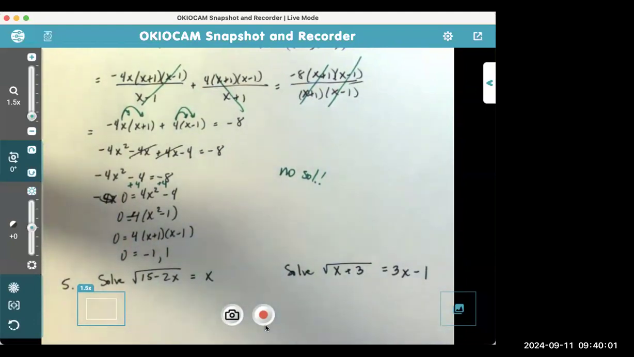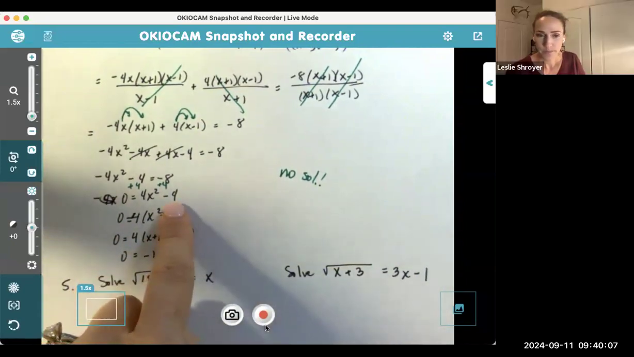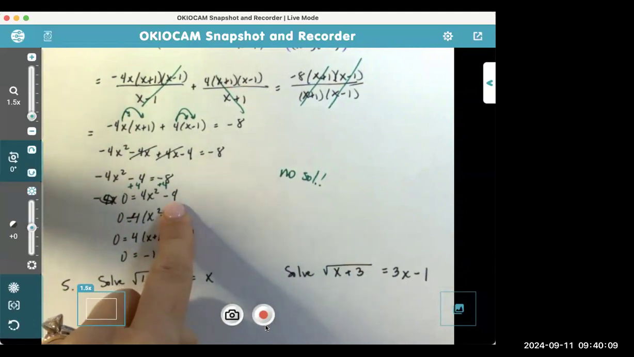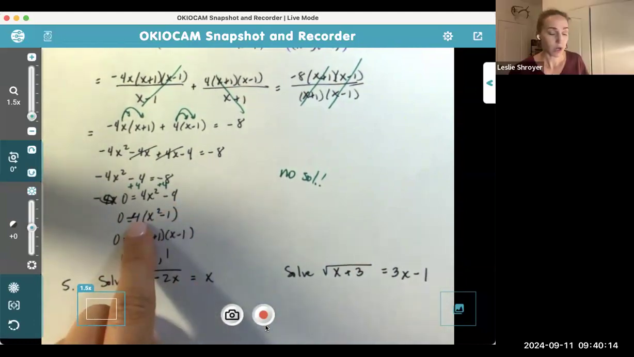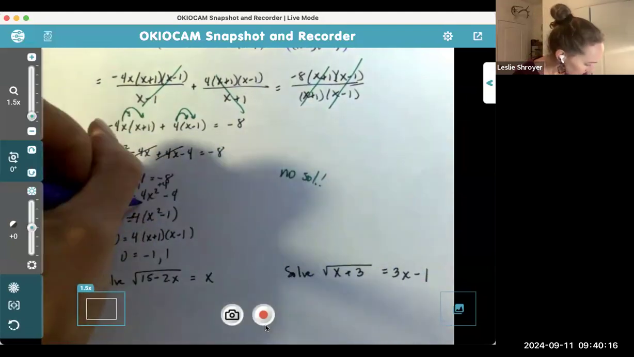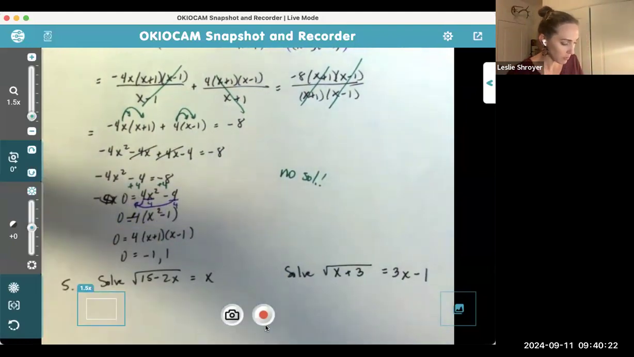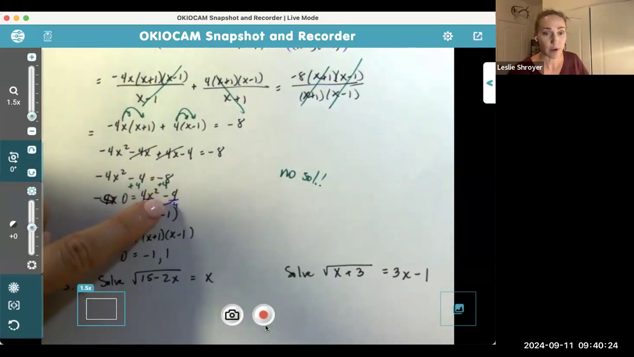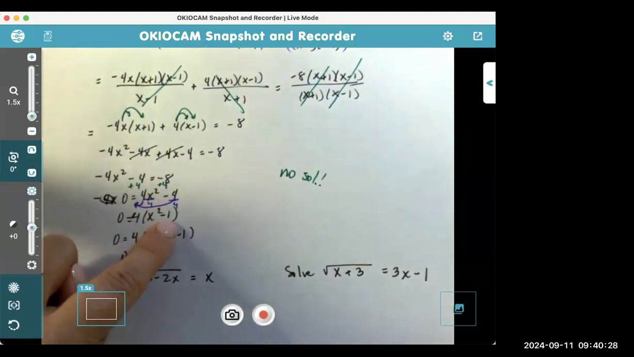Where did the -4 go? Oh, so this -4? It became the -1 when we factored out the 4. So we're taking this term divided by 4, and this term divided by 4, and what's 4 divided by 4? 1. Okay, thank you.